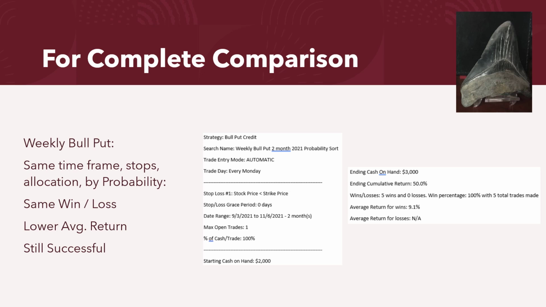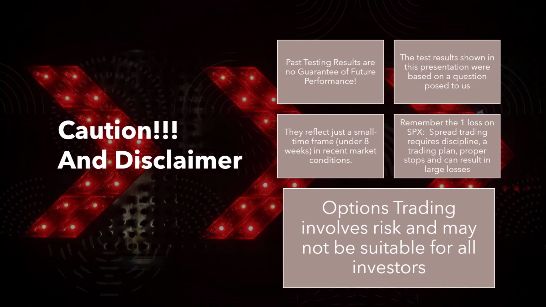And then again, compared to flipping the bull put weekly and sorting it by probability rather than by highest return, same $2,000 starting basis, only looking at one trade, ends up with a 50% return, 5 wins, no losses, but as we'd expect, when we go for the higher probability, we take down the average return for the win. Still 9.1%, fairly respectable, but it is at the lower range of what we'd expect to see in these scenarios.